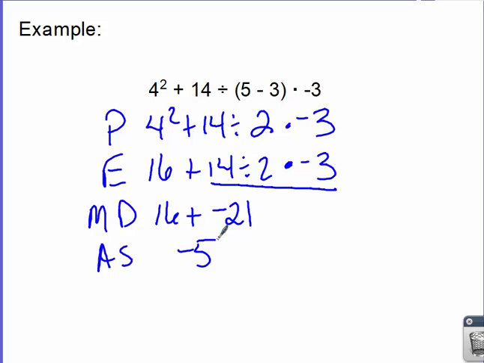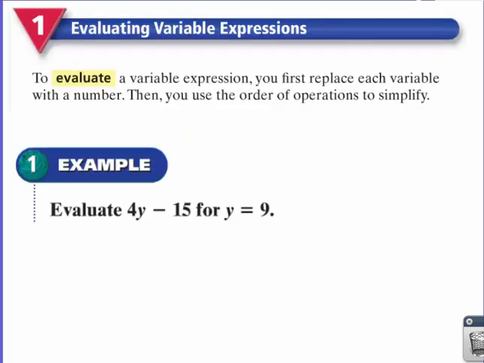Now, the reason why we're looking at order of operations today is because we're going to be evaluating expressions. To evaluate a variable expression, you first replace each variable with a given number, and then you use the order of operations to simplify the problem. So that's the reason why we were reviewing order of operations.